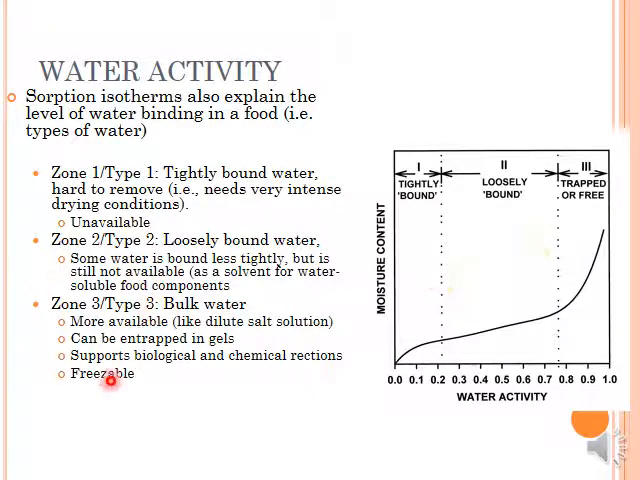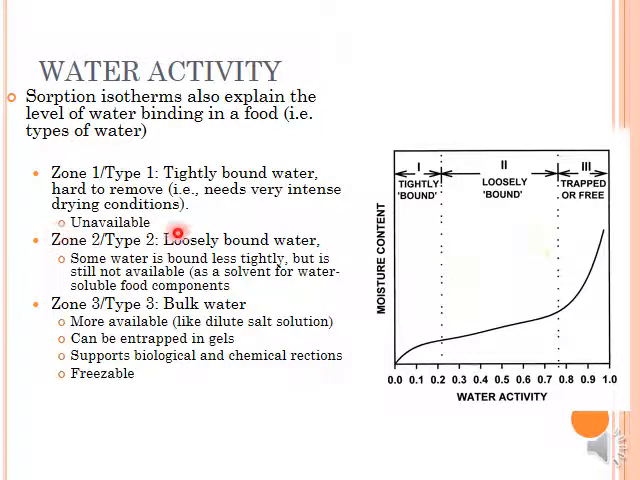And in zone 3 or type 3, there is sufficient, or ample, free water. It is available for chemical reactions to occur, which support microorganism growth that leads to food deterioration. In this type of water, because it is free water, it is freezable. You can freeze the water.